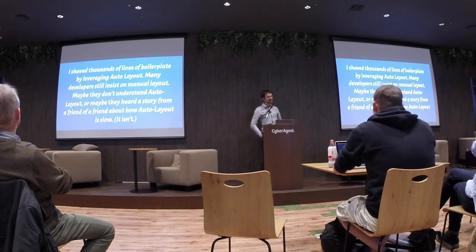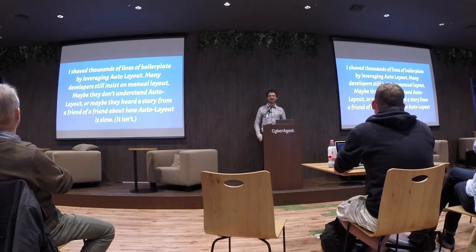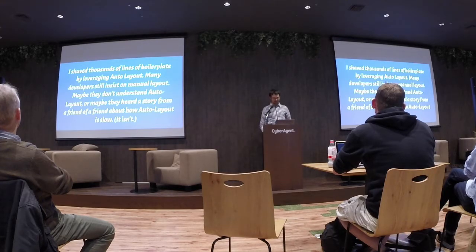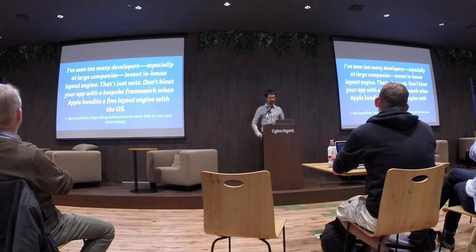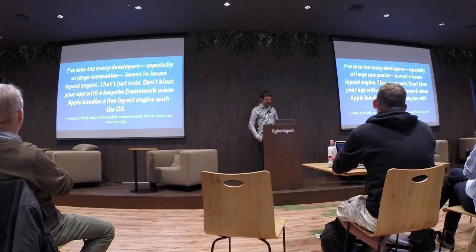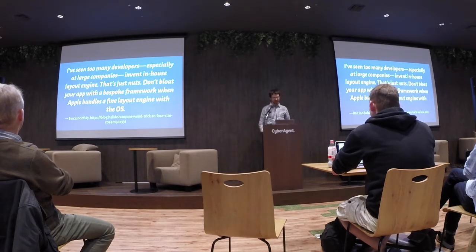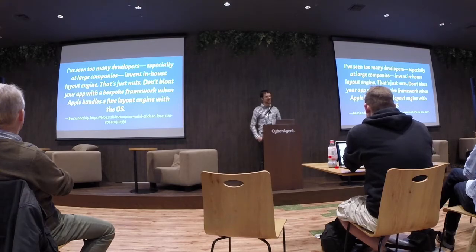I shaved thousands of lines of boilerplate by leveraging auto layout. Many developers still insist on manual layout. Maybe they don't understand auto layout, or maybe they heard a story from a friend of a friend about how auto layout is slow. It isn't. I've seen too many developers, especially at large companies, invent in-house layout engines. That's just nuts. Don't bloat your app with a bespoke framework when Apple bundles a fine layout engine with the OS.